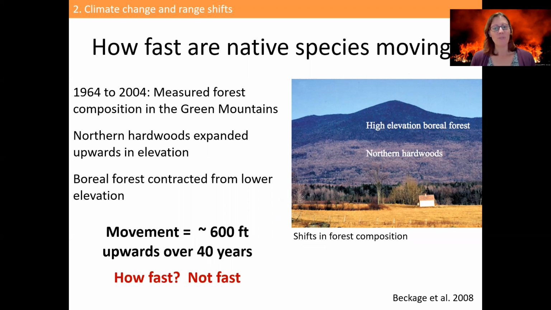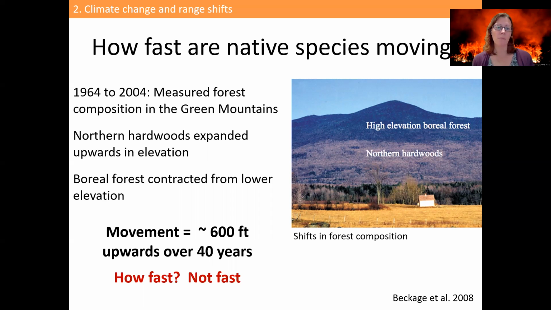So here's a study that was done of plants, in southern Vermont in the Green Mountains. And in 1964, the Forest Service had gone out and done forest composition transects from where the northern hardwoods were up until the boreal forest transition, and documented the elevation where that transition happened. And so some scientists went back in 2004 and redid those surveys.